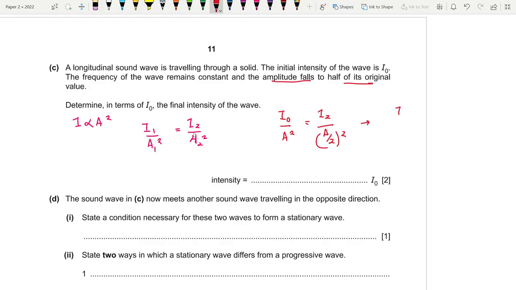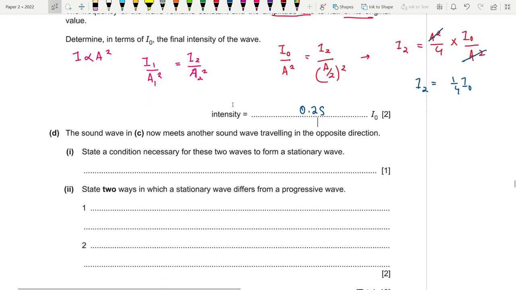So we can write that I2 is equal to A by 2 whole square, which is basically A square by 4. So A square by 4 times I naught by A square. So we can get rid of the A squares. So we ultimately end up with I2 is equal to 1 by 4 I naught. So you have to write 0.25 I naught here, by the way.